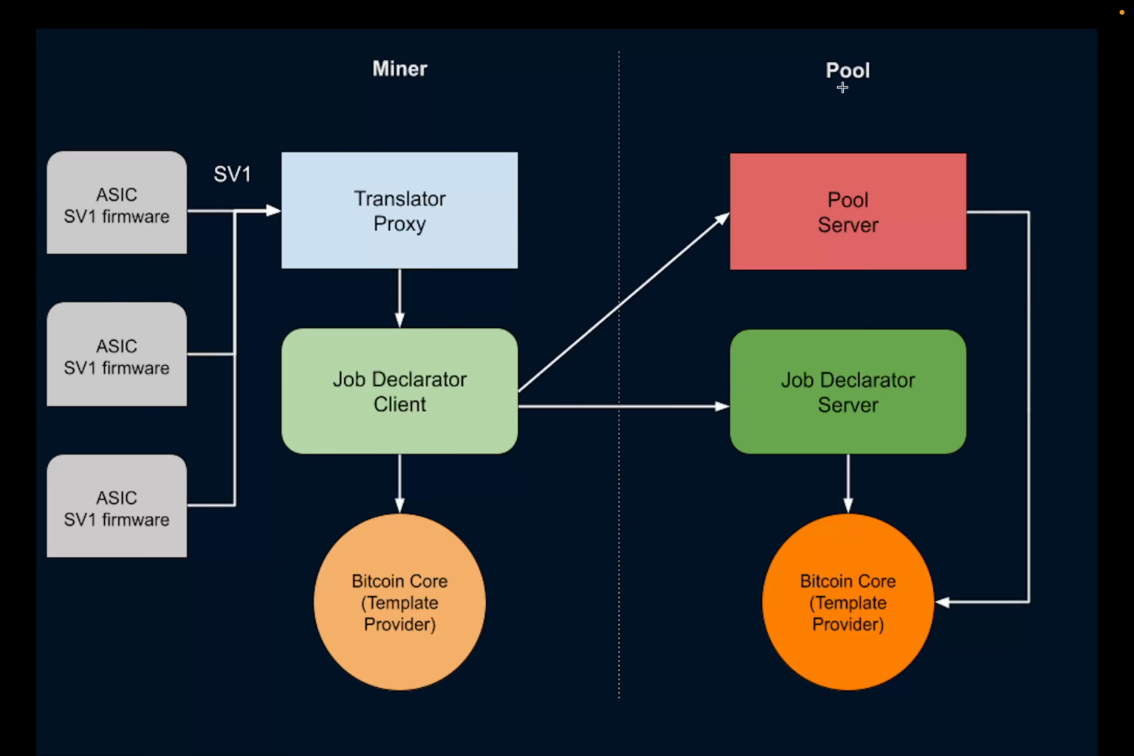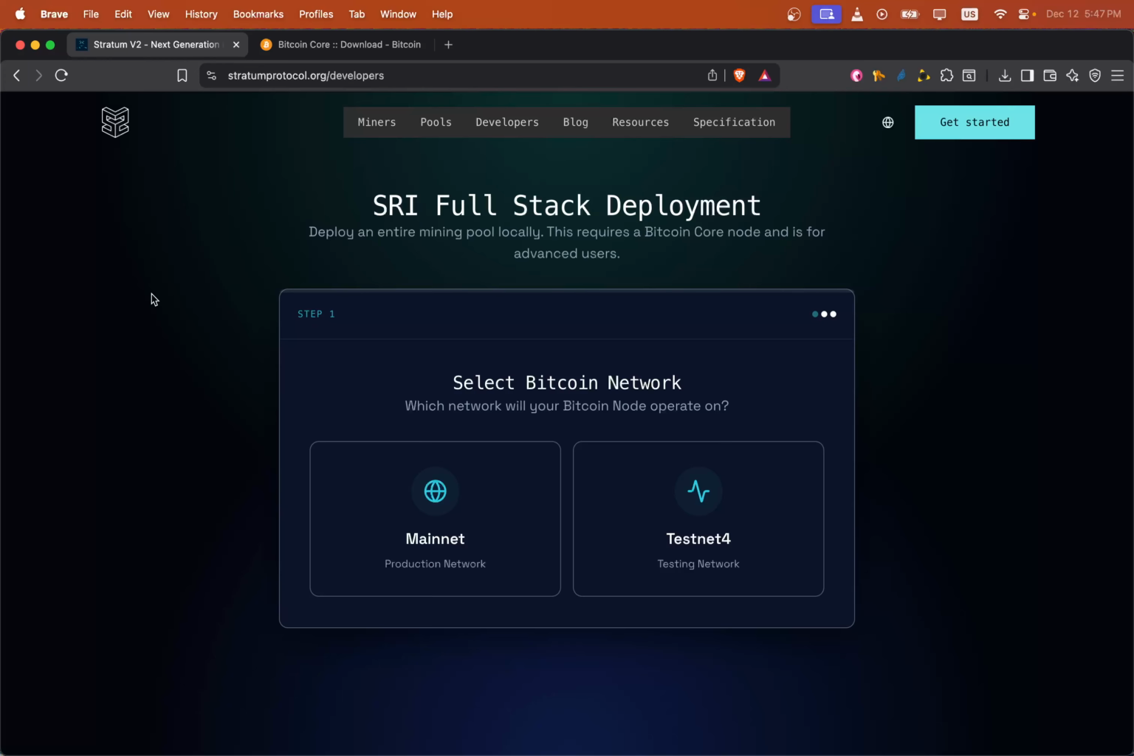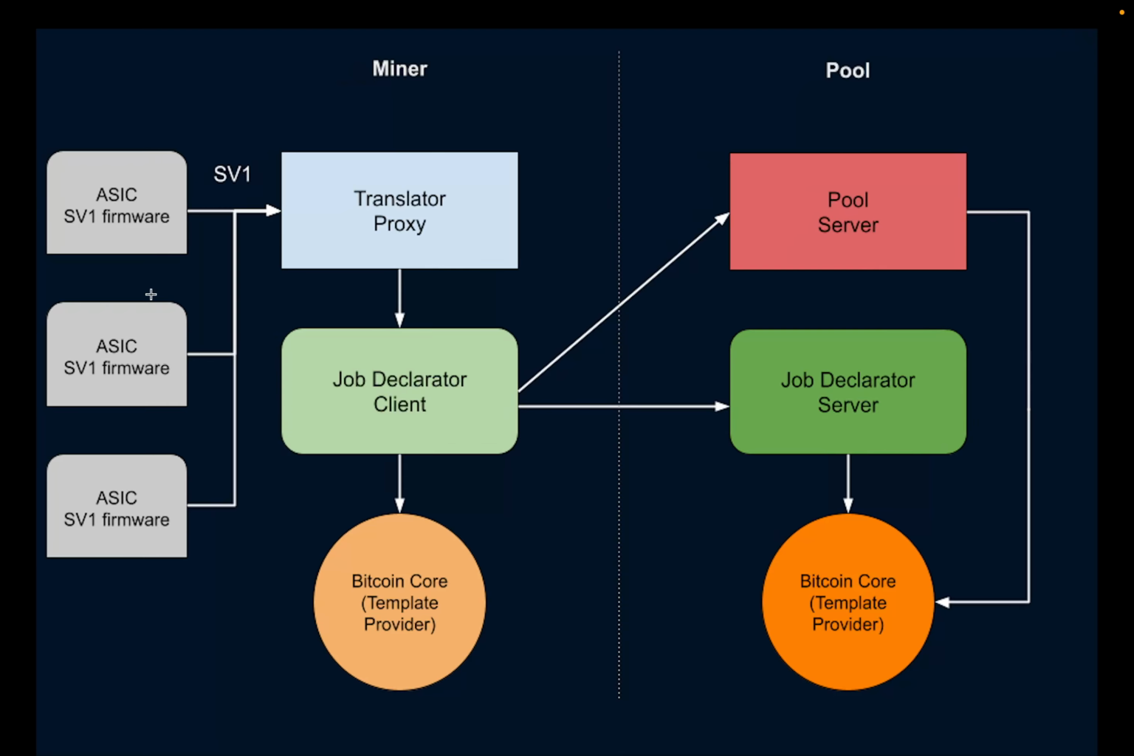Since this is the developer wizard, we are focusing on a sort of complete development experience. So on the pool side, we have a Bitcoin node, a job declarator server, and a pool server. As on the miner side, we also have a Bitcoin node, and this is one of the key distinguishing features of the Stratum V2 job declaration protocol, right?